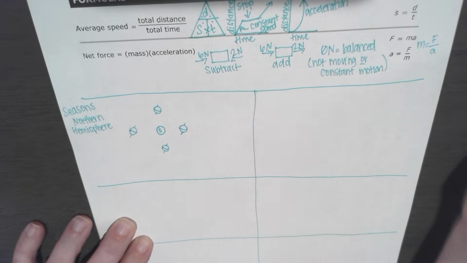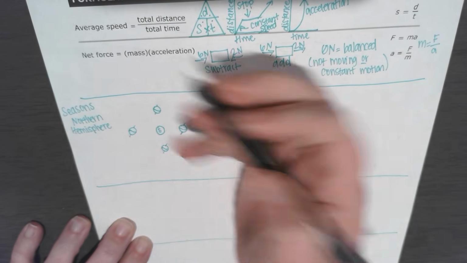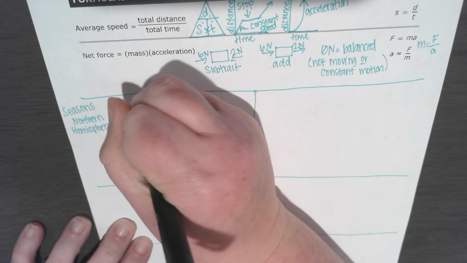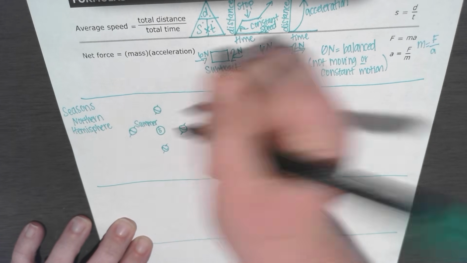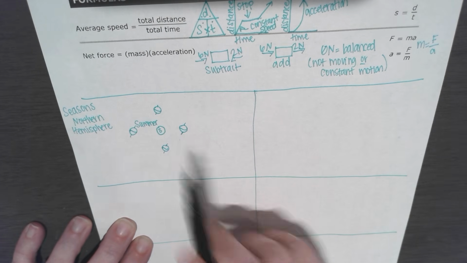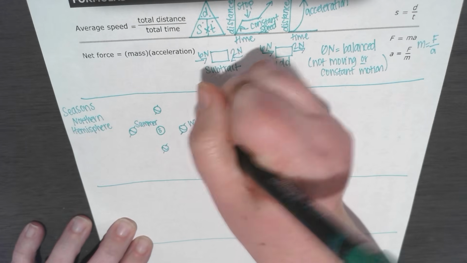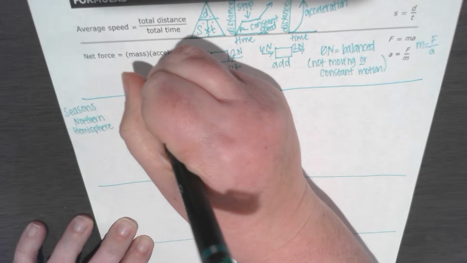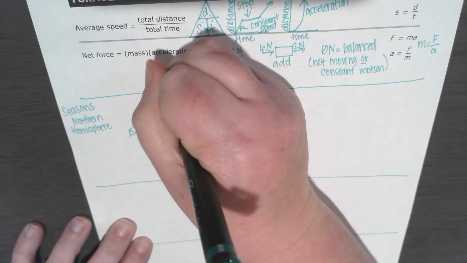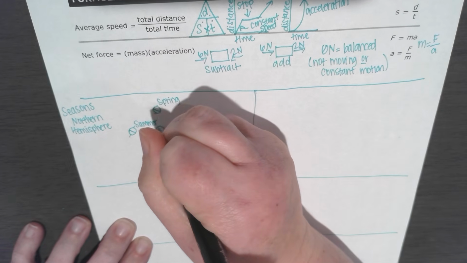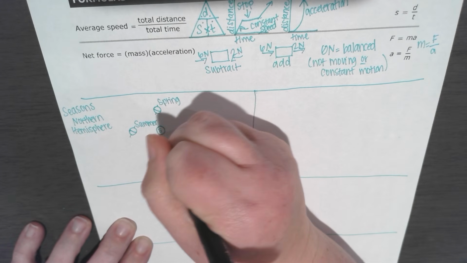And we're going to label our seasons. So when the northern hemisphere is tilted toward the sun, we're in summer. When the northern hemisphere is tilted away from the sun, we're in winter. Between winter and summer is spring. And between summer and winter is fall or autumn.